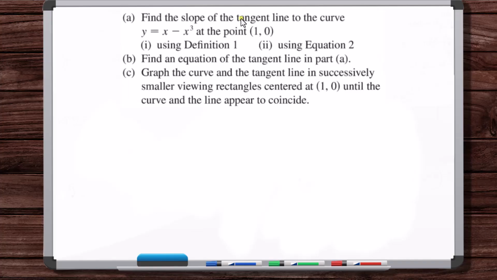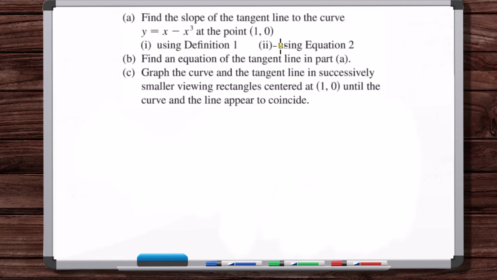Okay. So the first question says, find the slope of the tangent line to the curve y is equal to x minus x cubed at the point 1, 0. And we're going to do this first using definition 1, it says, and then second using equation 2. Okay, so first of all, we know that the slope of a tangent line to a curve is defined to be the derivative of the curve at that point. That's the definition of the slope of a tangent line to a curve at a point, defined by calculus, defined by mathematics.